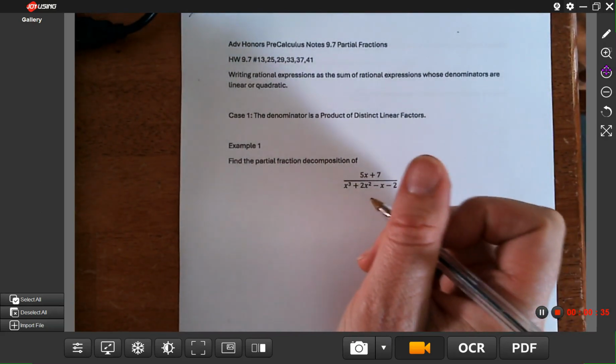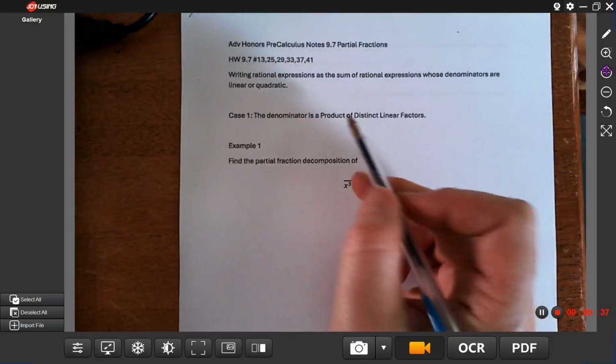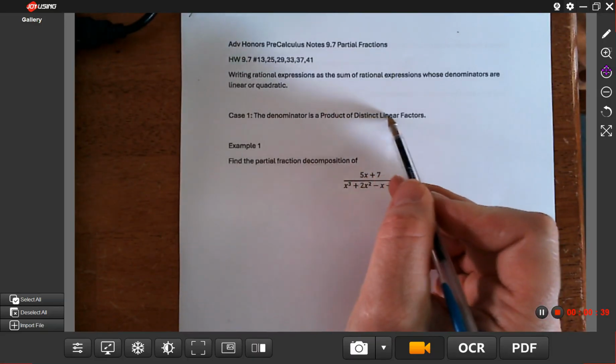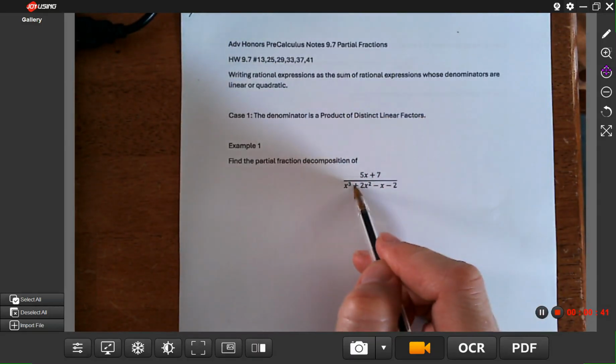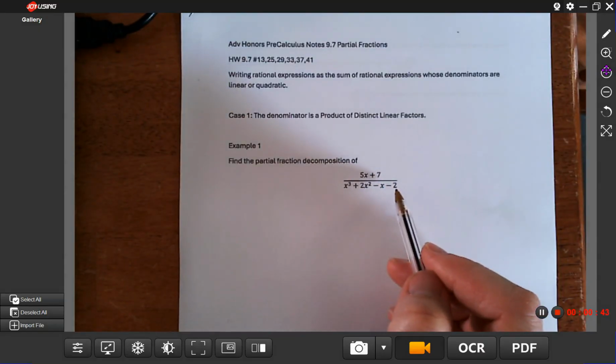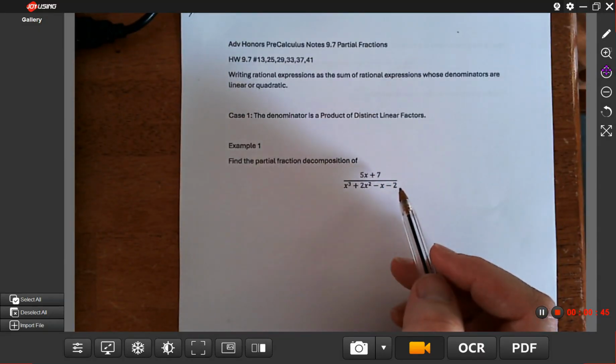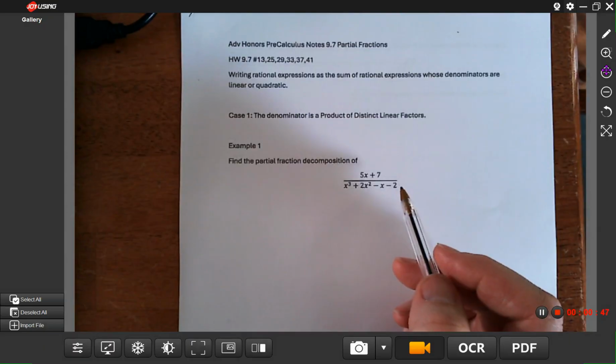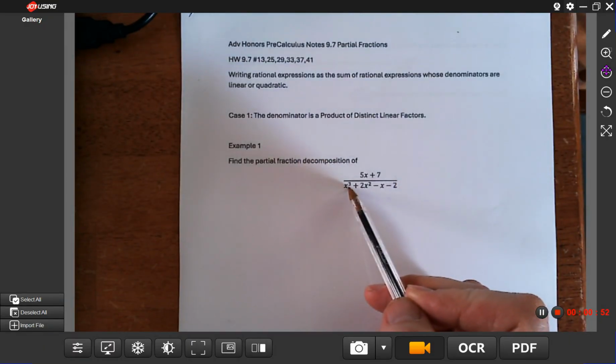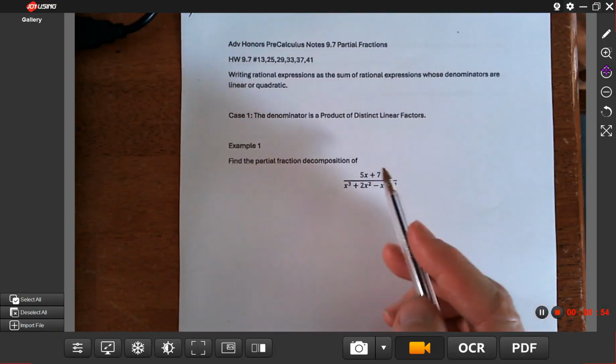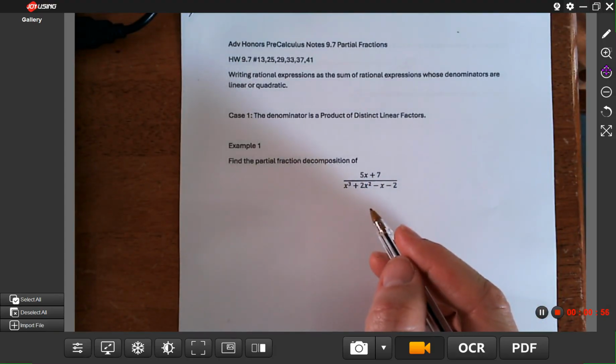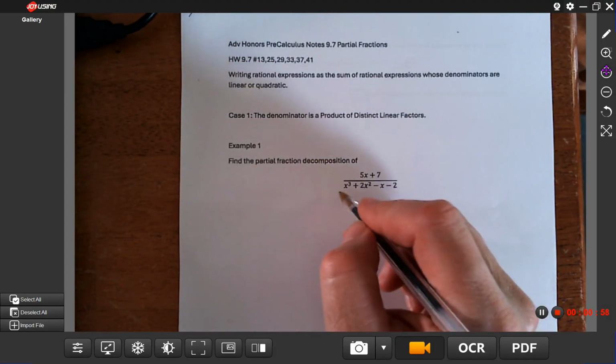So we've got a bunch of cases here. The first case is when the denominator is a product of distinct linear factors. So presumably the denominator of example 1 factors into exactly 3 linear factors, since it's cubic. So let's just quickly factor the denominator.